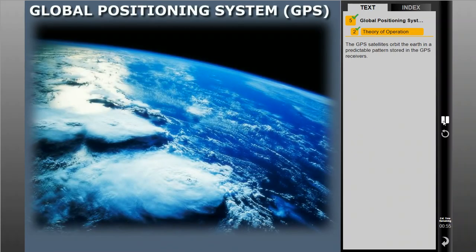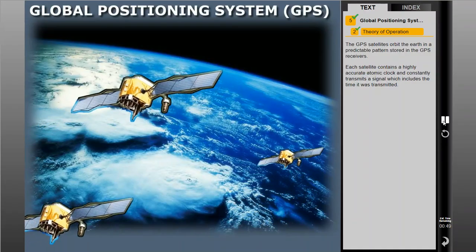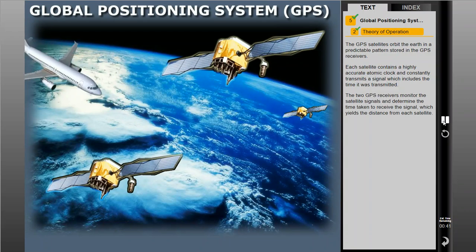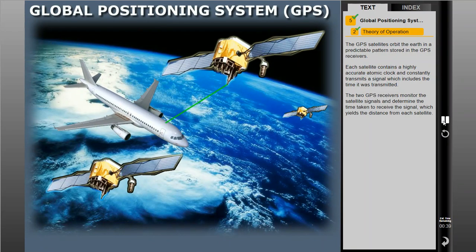The GPS satellites orbit the Earth in a predictable pattern stored in the GPS receivers. Each satellite contains a highly accurate atomic clock and constantly transmits a signal, which includes the time it was transmitted. The 2 GPS receivers monitor the satellite signals and determine the time taken to receive the signal, which yields the distance from each satellite. Present position is automatically determined by triangulating the resulting distances.